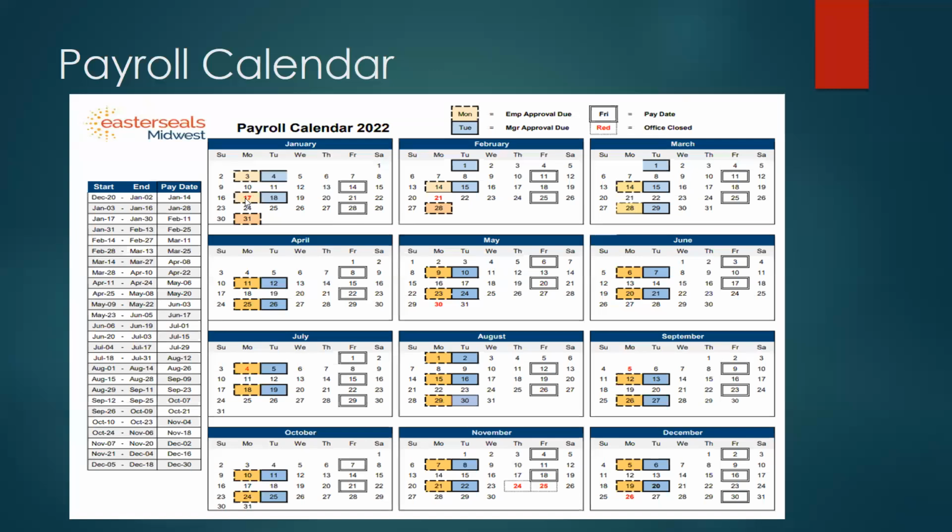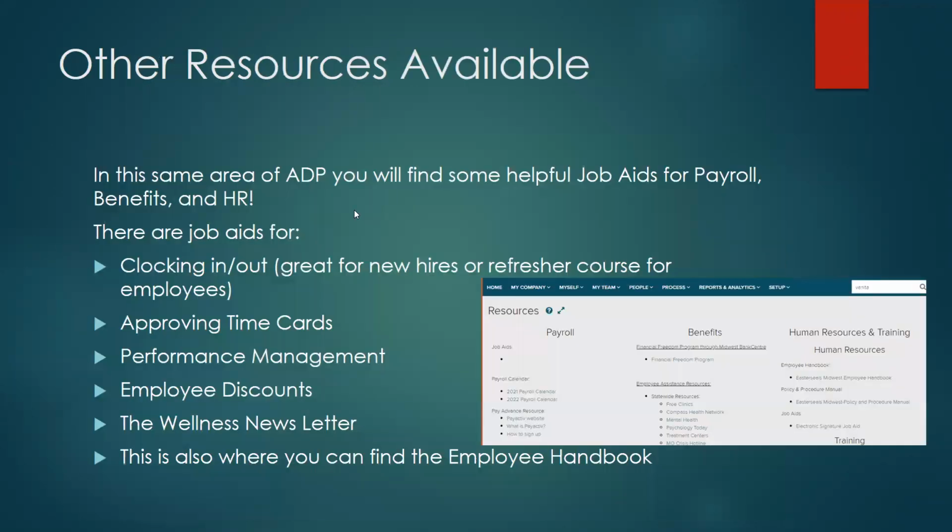So the 17th is when they're reviewing and approving, and that's for the pay date on the 28th. It's for the period worked starting the 3rd and ending the 16th. They should be reviewing and approving on the 17th. Managers should be reviewing and approving on the 18th. And then that makes sure that we can get all of payroll completed by the 28th and paid. Everybody's happy when they get their check on time.